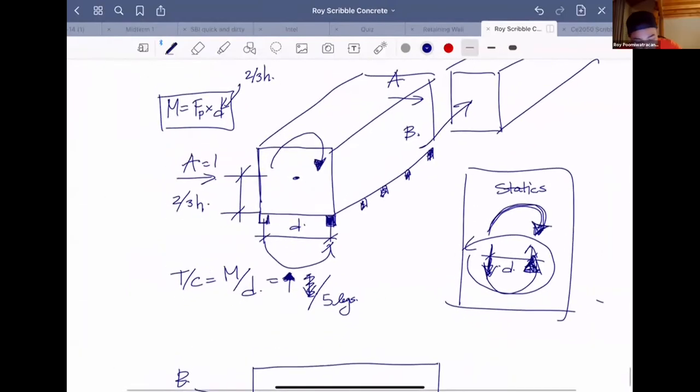Okay, hold on. It's moment this way. So sorry, I drew the moment. Let me do it this way.